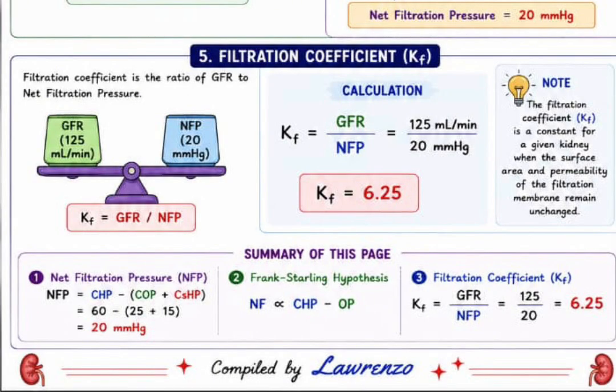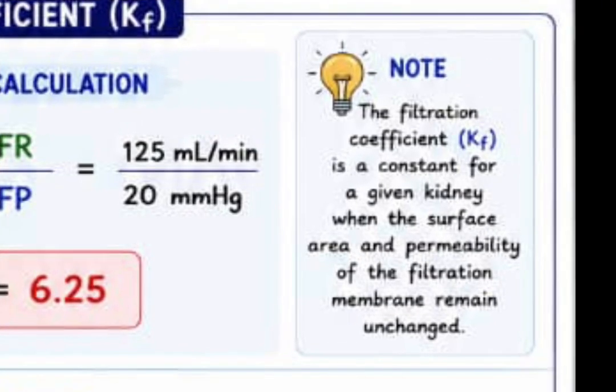So the filtration coefficient is constant for every kidney, which depends on the surface area and the permeability of the filtration membrane. Because when you increase the surface area, you increase the GFR and also the permeability. So at a constant permeability and surface area, the filtration coefficient will be constant. So hope you have understood.